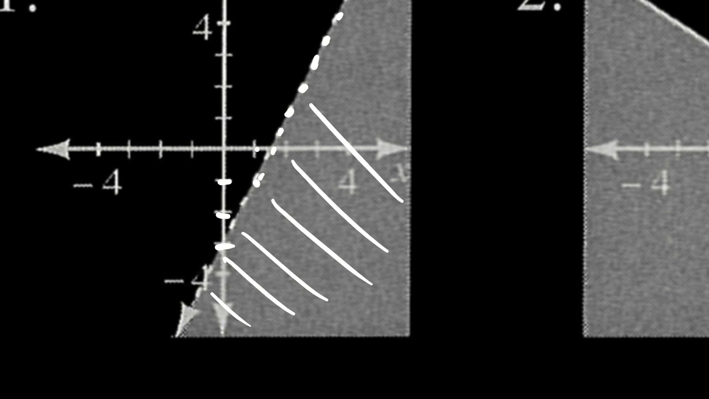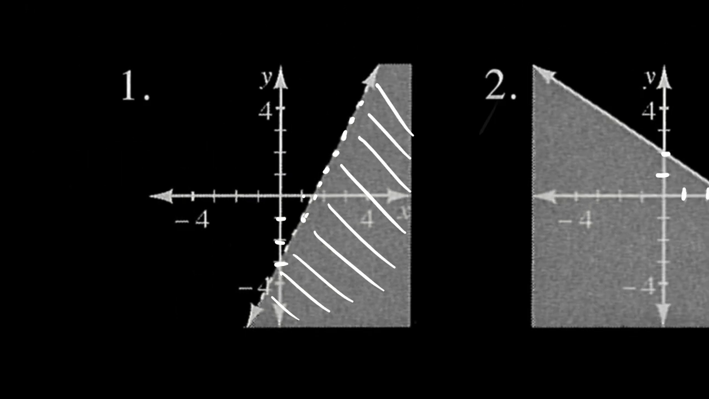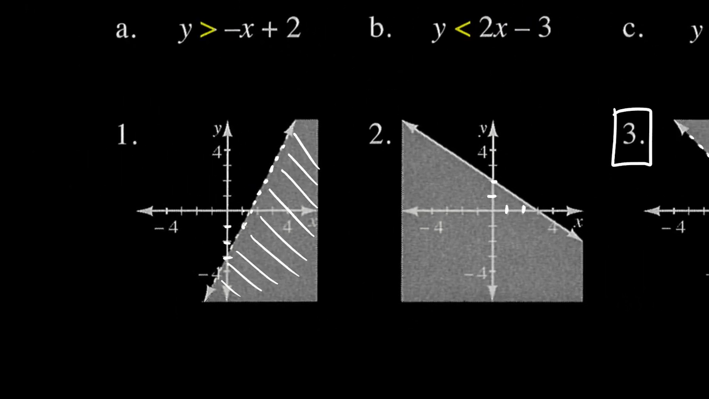And if you look right here, sure enough, 1, 2, there's our -3, and then this is up 2 units over 1, up 2 units over 1. So this is it. And you can see that it is a dashed boundary line, which it needs to be, and it's everything that is below that line. So you can see my y values are less than that line, 2x minus 3. So number 1 goes with B.